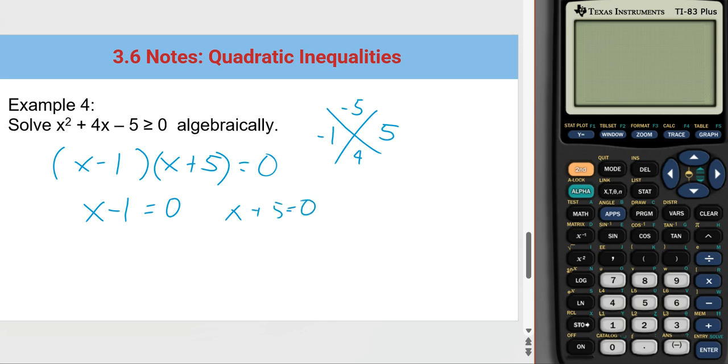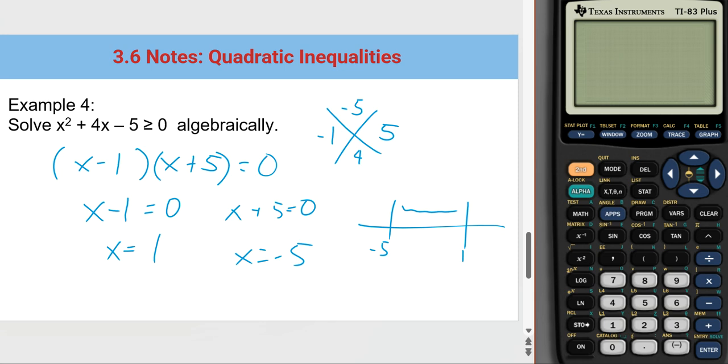So now I'm going to have x equals 1, x equals negative 5. So building that little number line, I know that the numbers -5 and 1 are important. I'm going to check 0 again, right? So I'm going to check if this is the valid part of the answer.